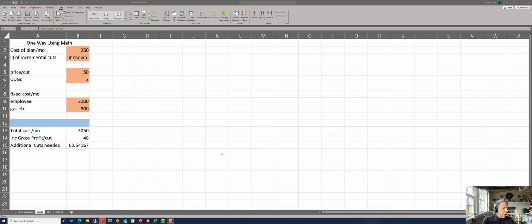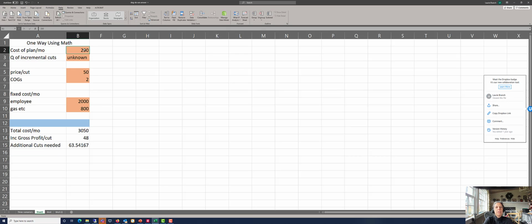And he asked me about how to do the dog grooming problem. And I said there are two ways. One is using just math and Excel, and the other is using the Excel Goal Seek feature. So I'm going to show you both ways. First way I'm going to show you is using math.